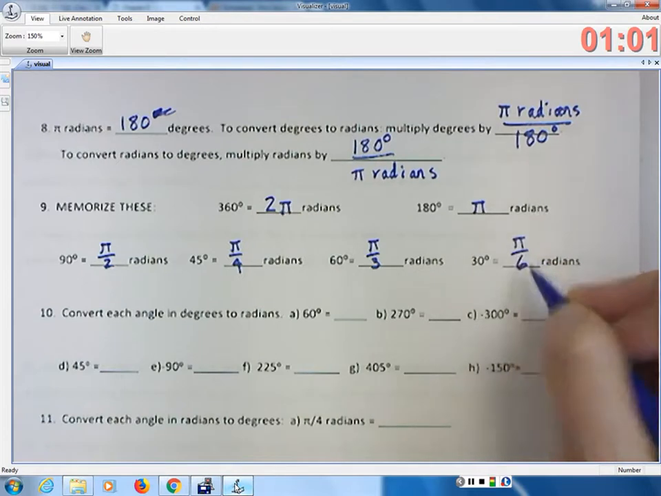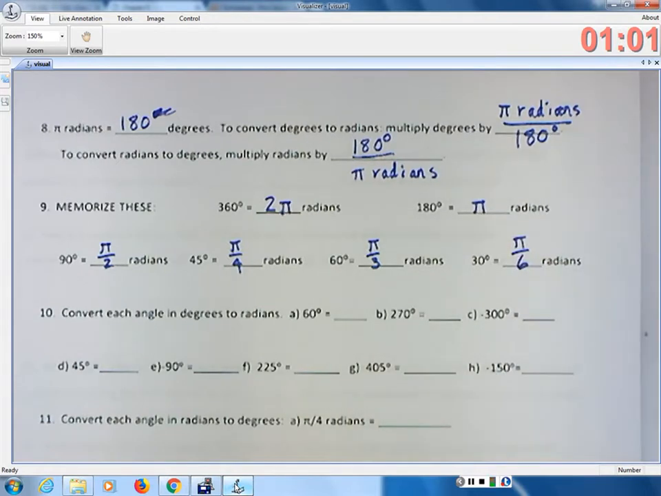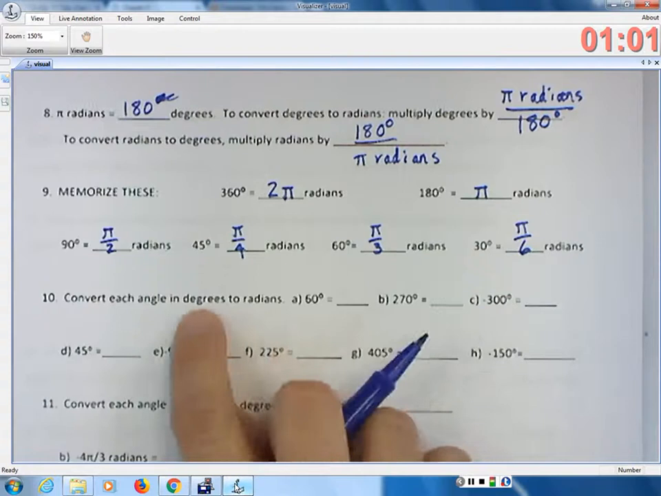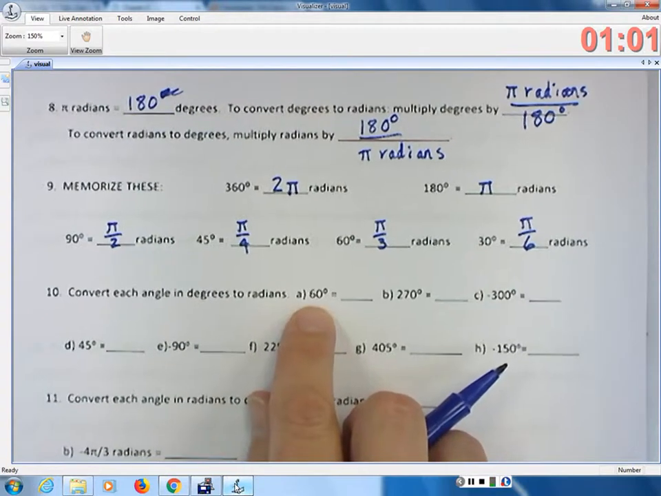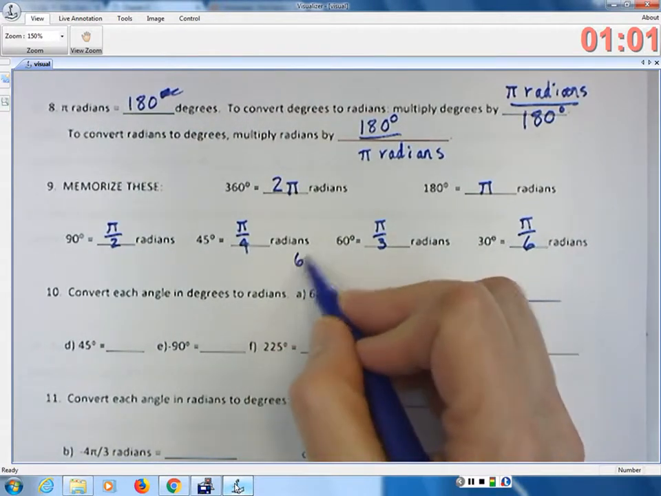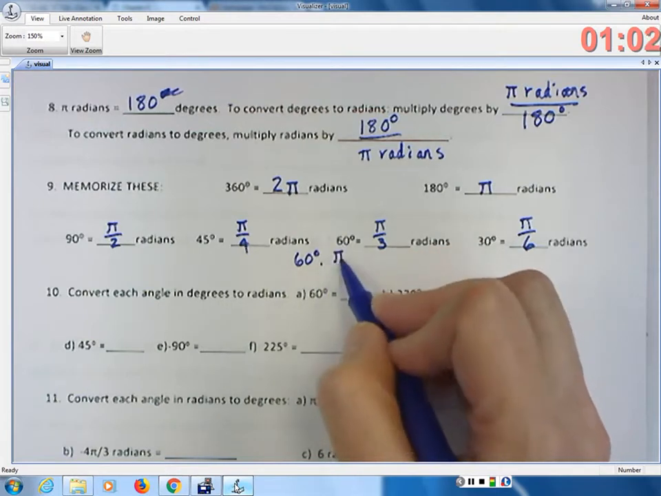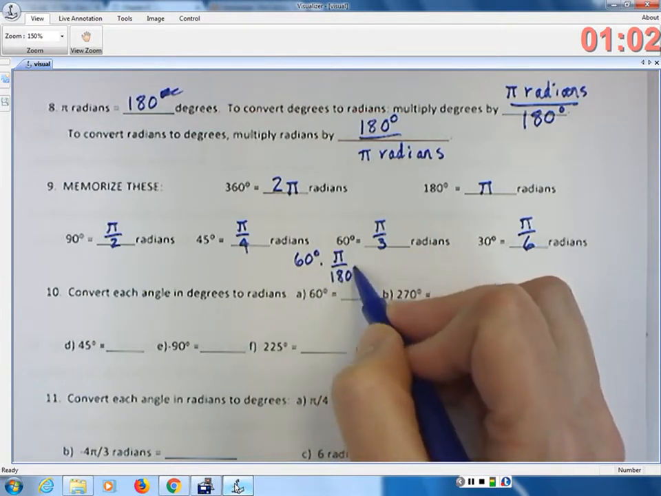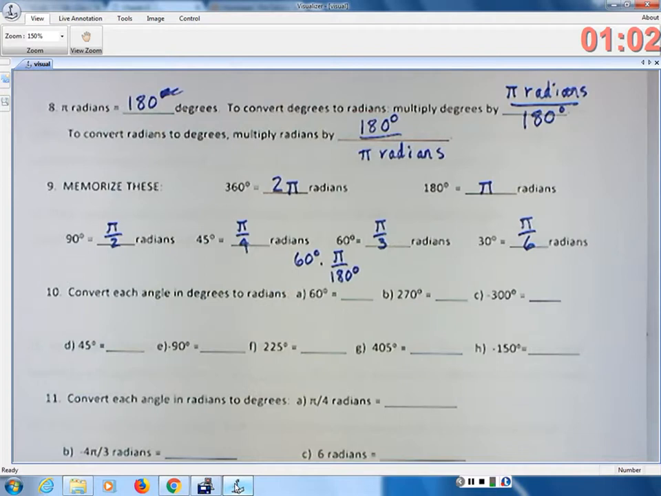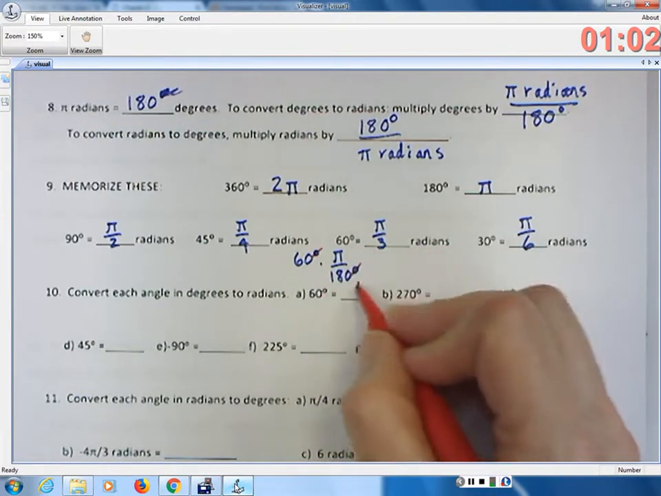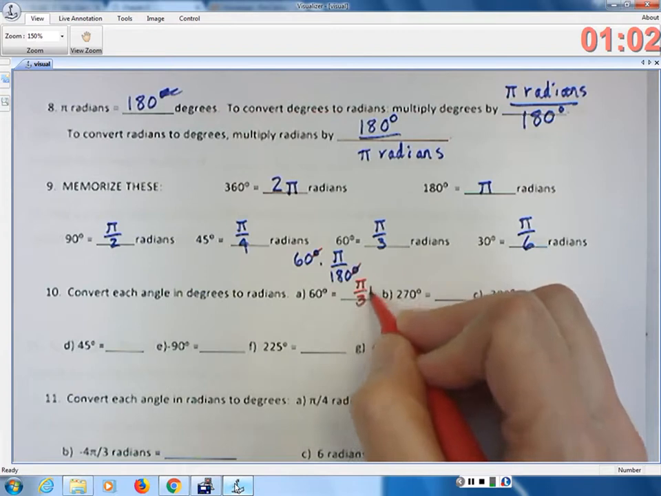Now, you're going to have these memorized by the time you do any problems, but you can also convert each of these from degrees to radians. So this is going to be 60 degrees times pi over 180 degrees. You've got to make sure the degrees cancel. And you're left with pi over 3 radians.